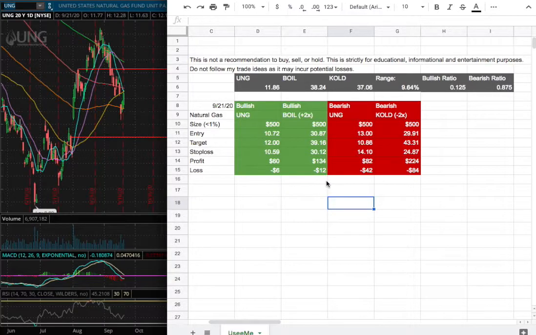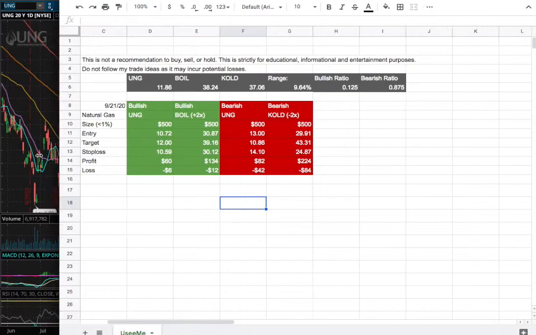On the other hand, if I were to open a short position, my entry will be $13, which is coinciding with the 18-day moving average, this purple line. That will be my short position, and my sell target will be $10.86 and my stop loss will be $14.10. So whichever entry hits my price will be my position of the week.